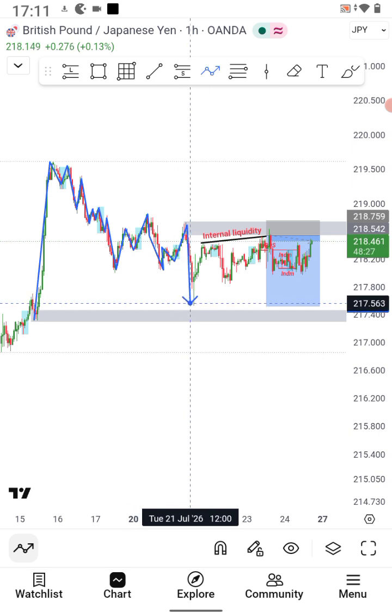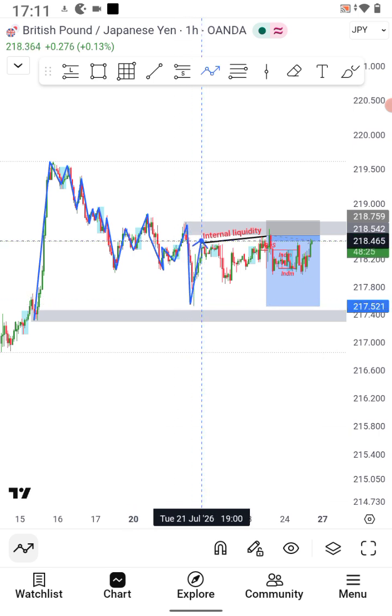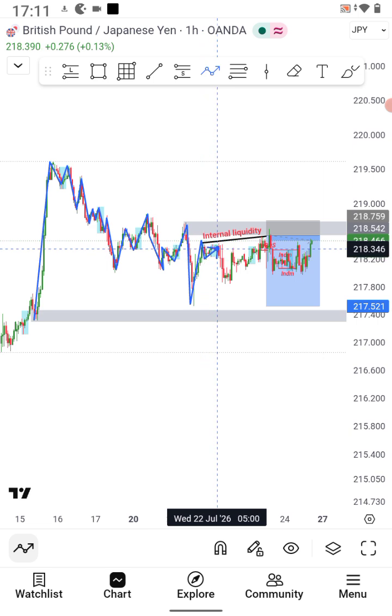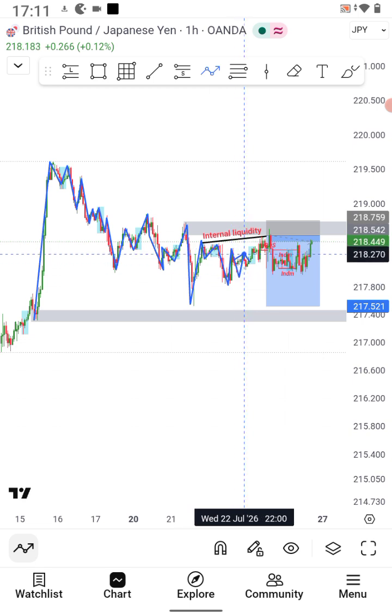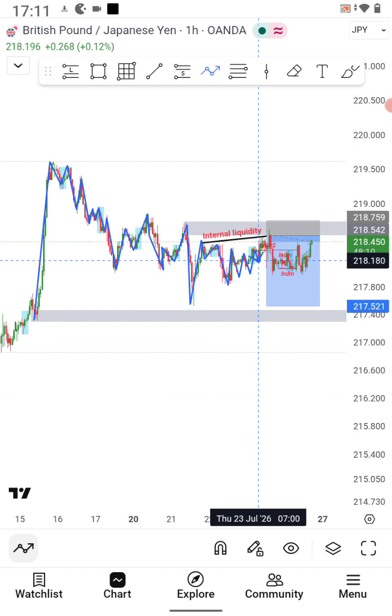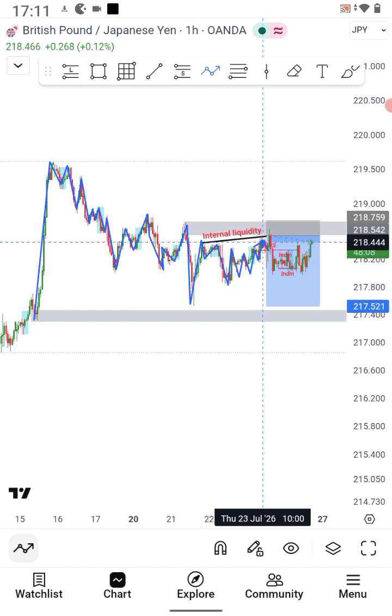So let's continue. It generated another internal liquidity. Generated or engineered another one. Are you seeing all this internal liquidity? So this was what I saw. This is why I entered the trade in the 15 minutes time frame, which I'm going to explain.